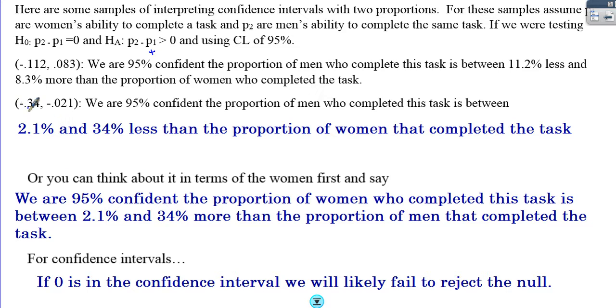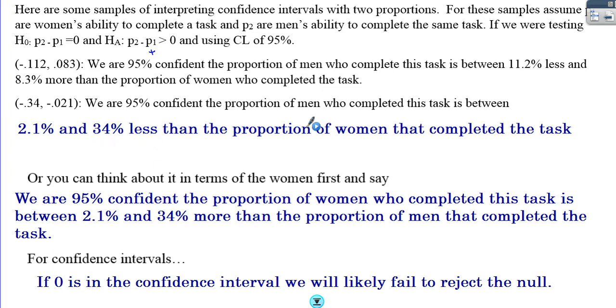Here's another example that could potentially happen if I get two negative numbers. Notice I would convert these two percentages, and it would be 34% and about 2.1%. If I had to interpret this, I would say we're 95% confident the proportion of men who completed this task is between 2.1% and 34% less than the proportion of women who completed the task. Both of these numbers were negative, so I just used the word less after both of those numbers.